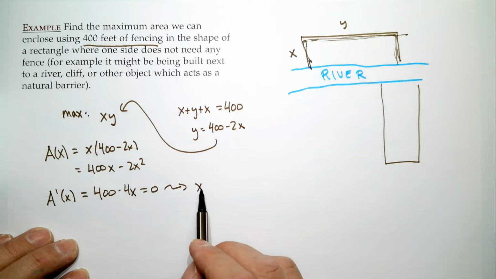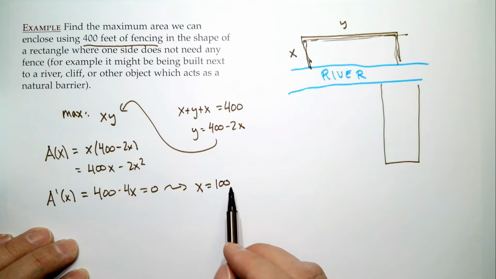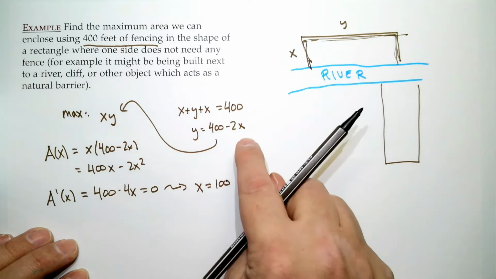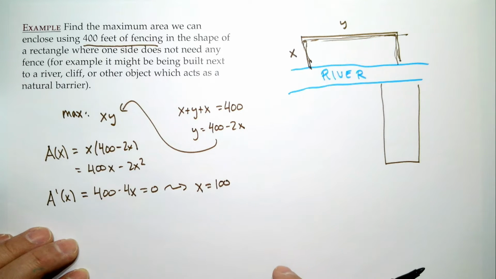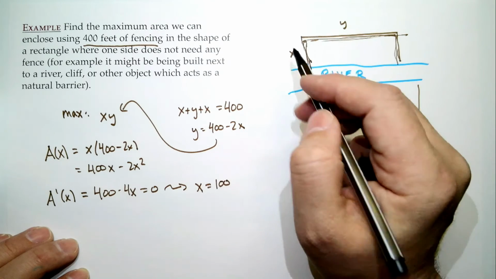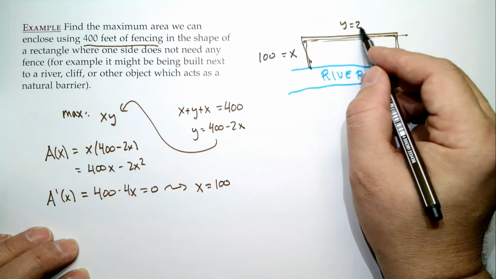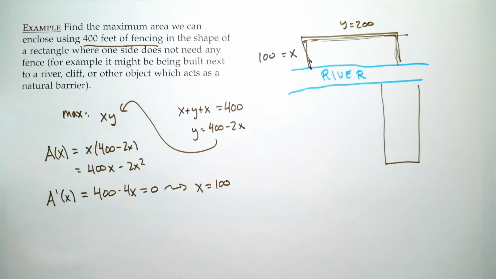What does that say about x? It says x should be 100. Now, if x is 100, what should y be? Well, 400 minus 2 times 100. So x should be 100, and y should be 200. That's what we think. Now, in some sense, you can say, look, I'm after a maximum, and that should be it. We should ask, is that truly optimal?